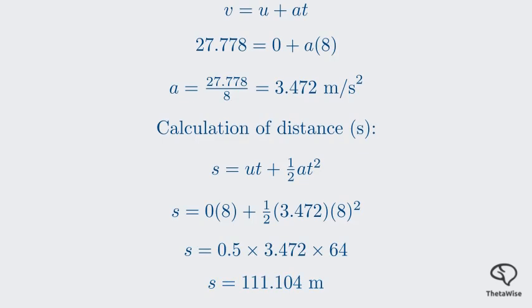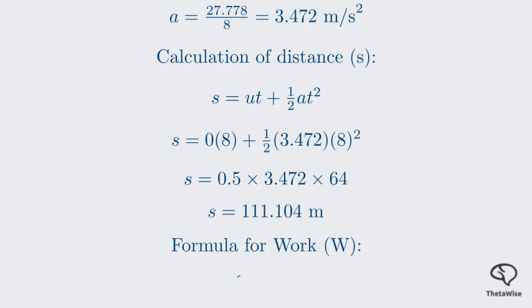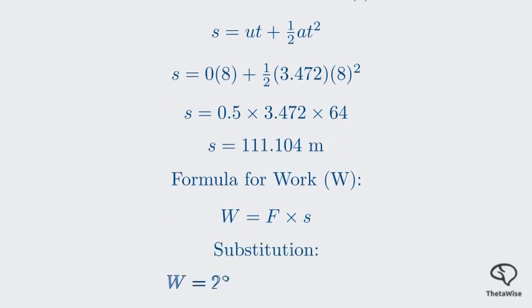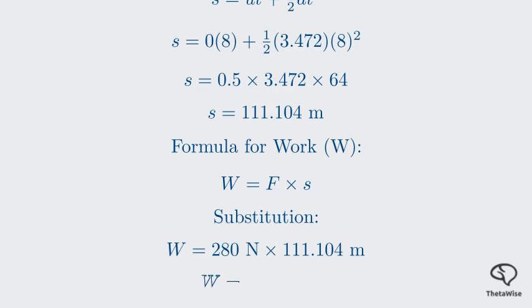The second piece of information we need is the work done. The question specifies frictional resistance is 280 newtons. The formula for work done, W, is force F times distance s. The force here is the frictional force. We substitute the frictional force of 280 newtons and our calculated distance of 104 meters. This gives a work done of 311.912 joules.